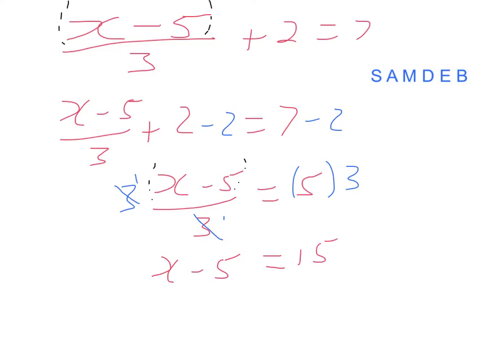And our single step left is to add 5 to both sides of the equal sign. And so our final answer here, x is equal to 20.